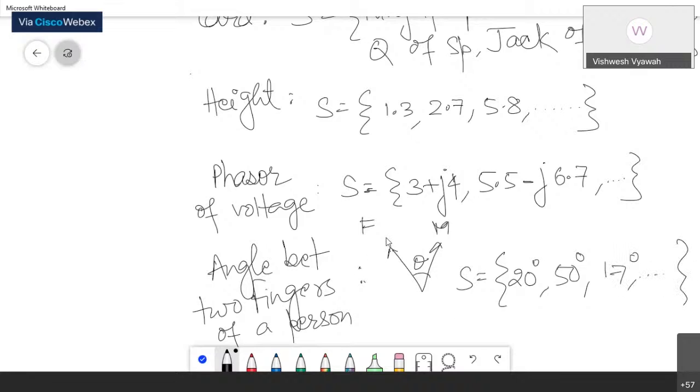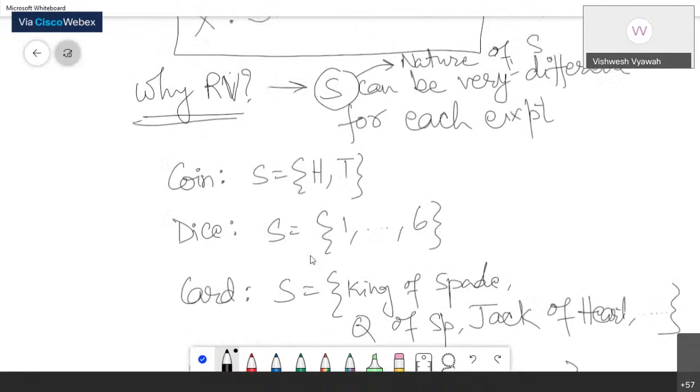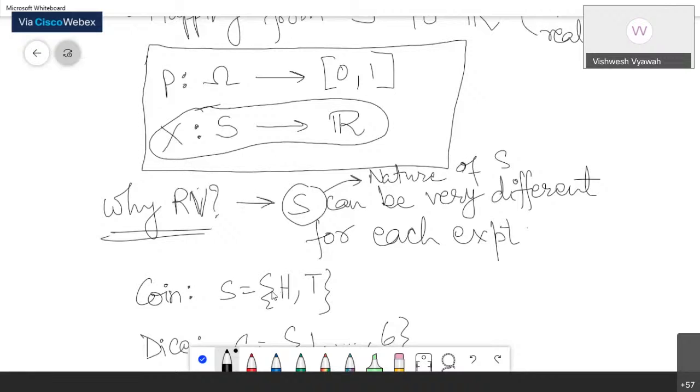Now, what you have understood here is that your sample space may have physical objects, it may have numbers, complex numbers, angles, real numbers, heads, tails, and everything. Now, look at your random variable. What is this random variable doing? This random variable is basically a mapping from sample space to R. So ultimately, if you define a proper random variable, irrespective of what outcomes are present in your sample space, you can always represent them with some numbers.